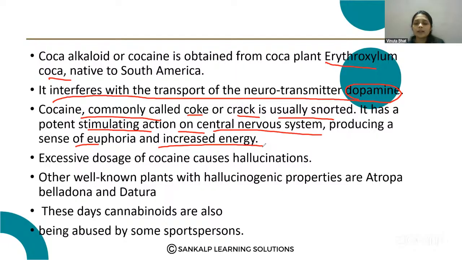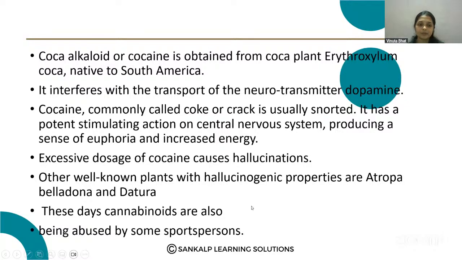Here, some other plants like Atropa belladonna and Datura are sources from which drugs are obtained. So this is a Datura plant. This is the Datura stramonium plant.